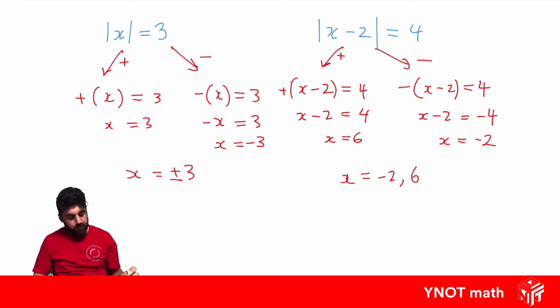And we can go ahead and sub that in just to make sure. So if x equals -2, we'd have -2 minus 2, which is -4. The absolute value of -4 is 4, so that works out. And we have 6 minus 2, which is 4, and the absolute value of 4 is also 4. So that works out nicely.